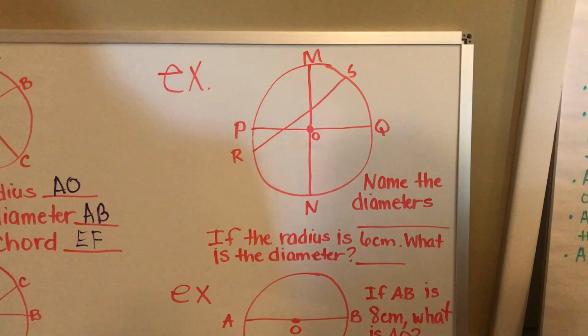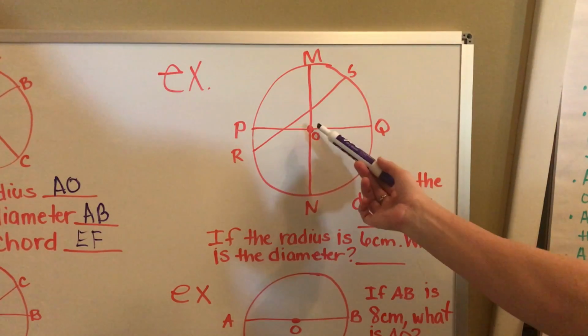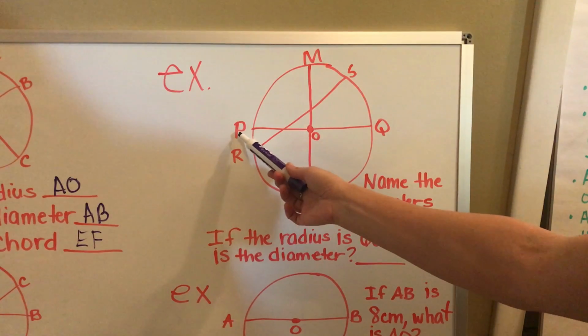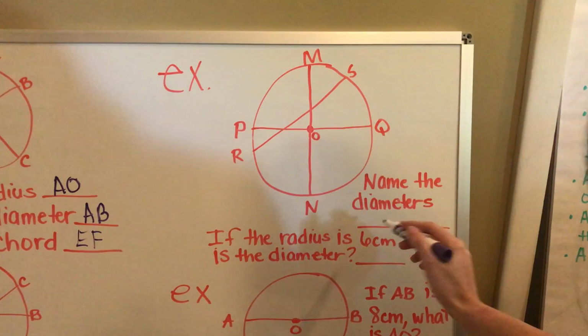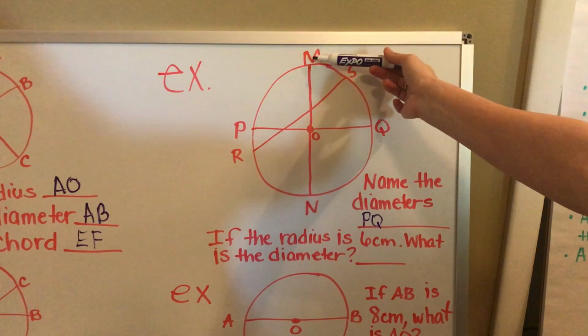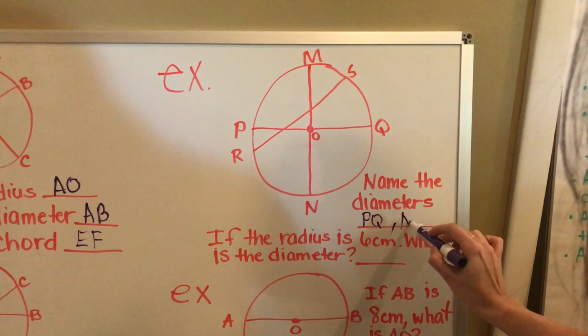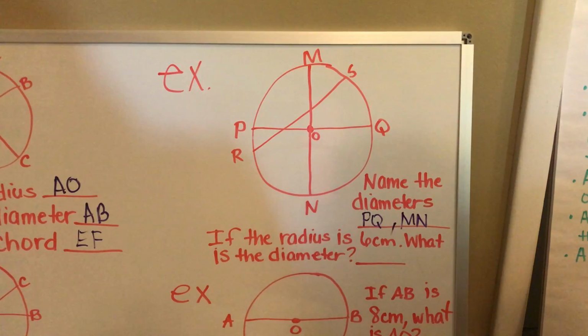Okay, if you're joining me back again, let's see what our answers are. So I know, again, the diameter goes through the center. So PQ would be one example, and the other example would be MN. So if you got those, that's perfect. Great job. The next question is, if the radius is 6 centimeters, what is the diameter?